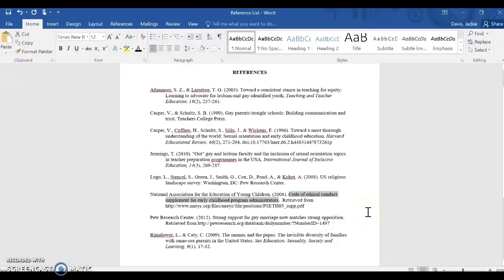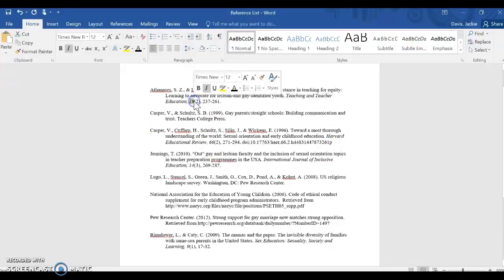Okay. After you list the title of the article, you want to finish the title with a period. So each section of your reference is finished with a period. The next thing you're going to list in your citation is the name of the journal. The name of the journal in this first article is Teaching and Teacher Education. You'll notice that this is italicized. So when you're listing a journal name, you want to put it in italics.